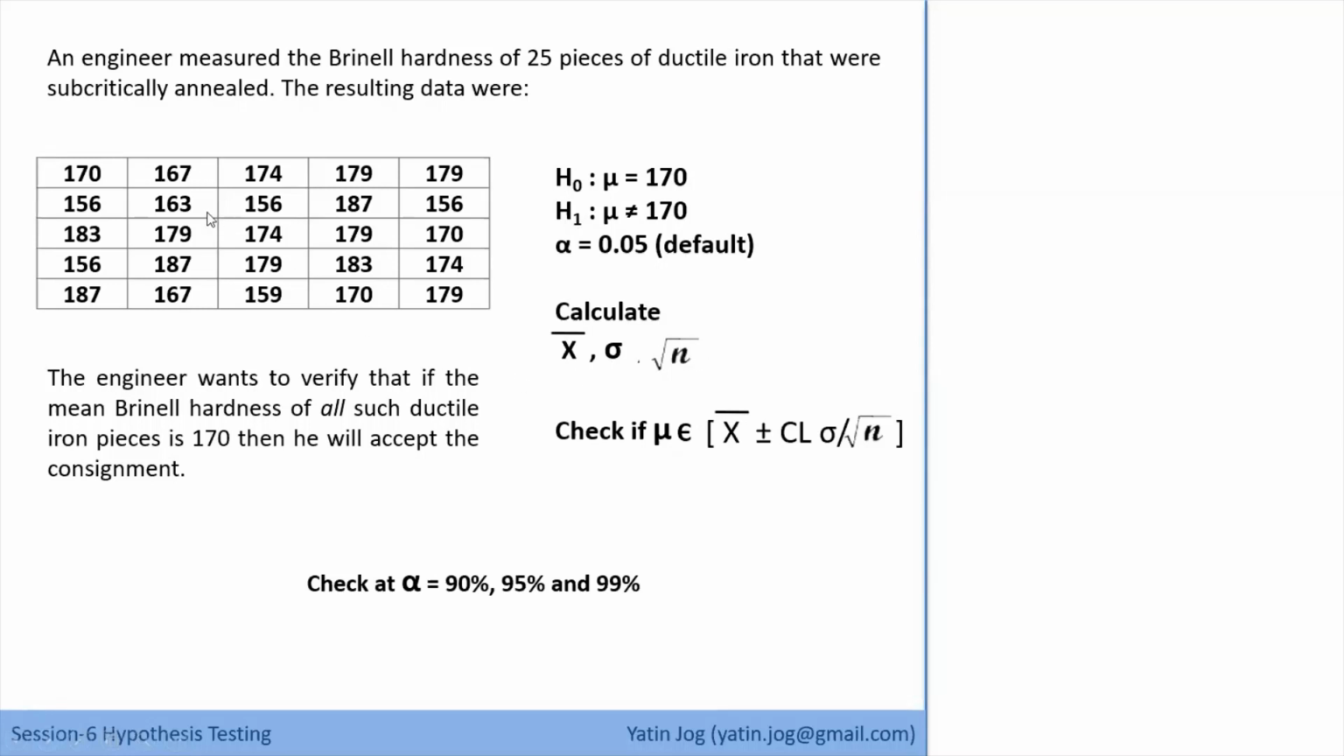My suggestion to you is that I have given this data set in the Excel sheet, which I shared in the morning. Don't use pen and paper. Directly use the Excel sheet. Go for descriptive statistics. You will get the mean value and the standard error value. Just put those values in and calculate the interval values, which is the accept range for this problem at 95%.